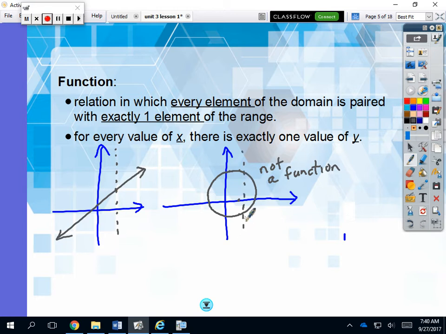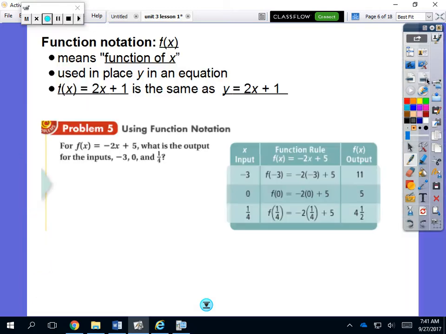This one touches the graph in two different places. This one only touches the graph in one place. So the vertical line test is a quick way to remember how to tell if something is a function. This is a function. Okay, so quick review of what is a function.